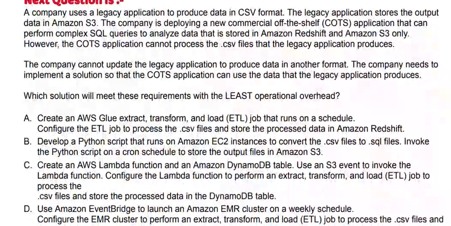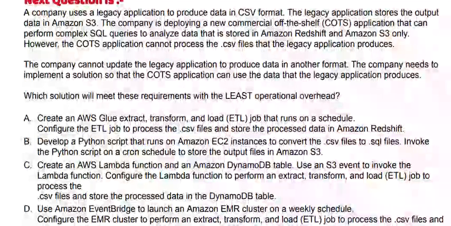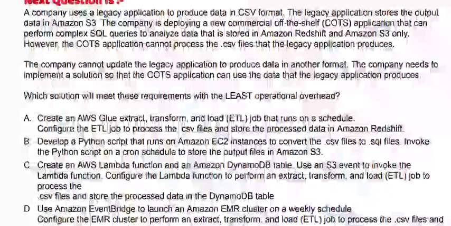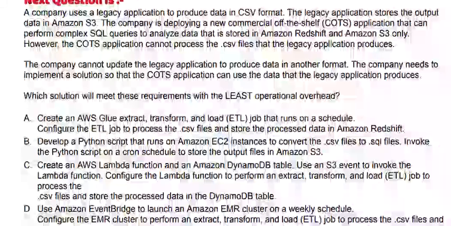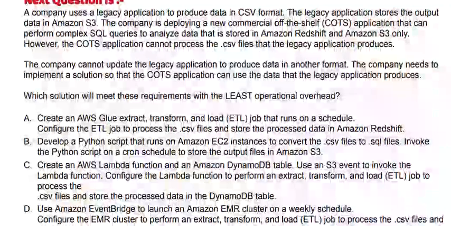Option A. Create an AWS Glue extract, transform and load job that runs on a schedule. Configure the ETL job to process the CSV files and store the processed data in Amazon Redshift. Option B. Develop a Python script that runs on Amazon EC2 instances to convert the CSV files to SQL files. Invoke the Python script on a cron schedule to store the output files in Amazon S3.